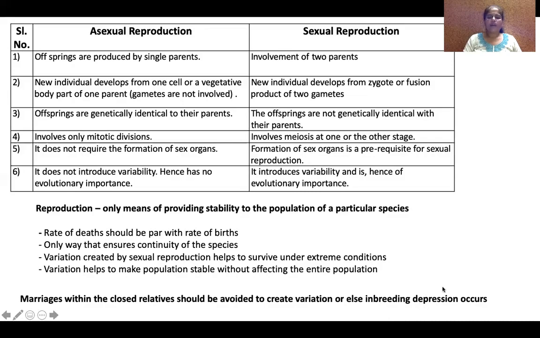Okay, now I hope you have understood the different modes of reproduction in organisms and how it is important, why it is important, and also how we should take care to have a good reproduction.